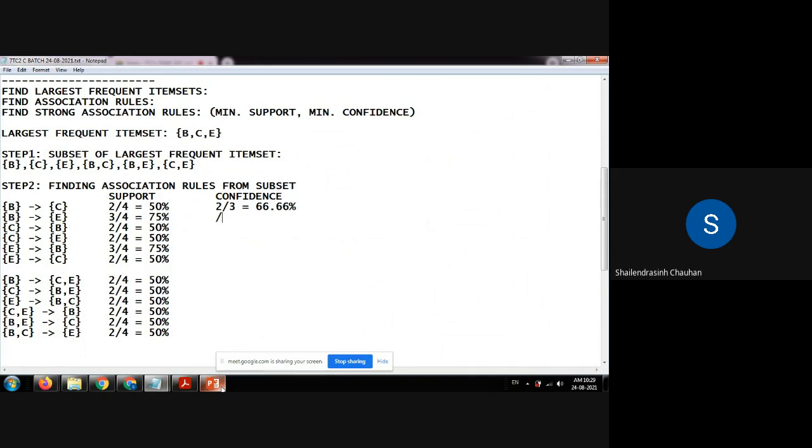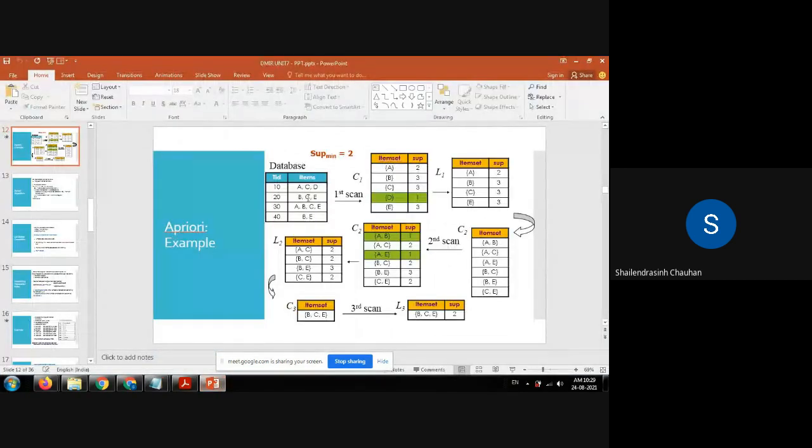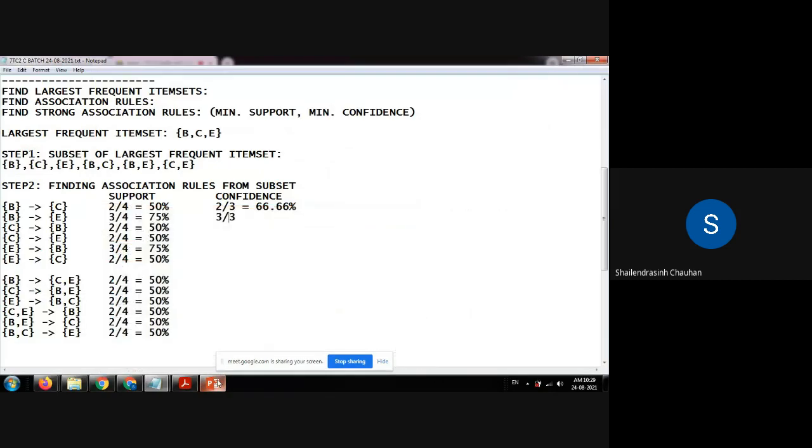Again, you are having 3 transactions wherever you are having B, along with B, E. 3, all 3. So you can say that 100% confidence.